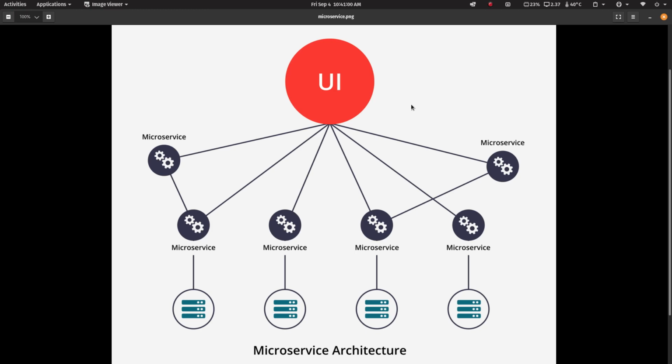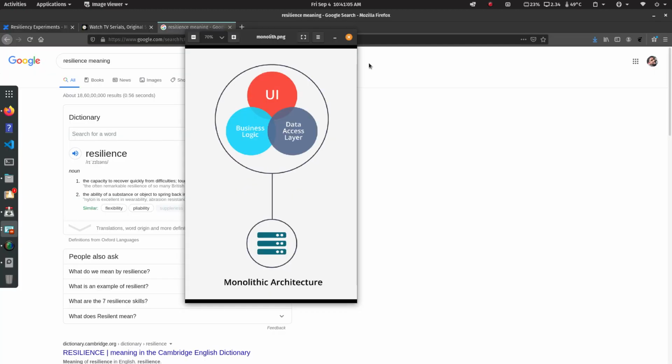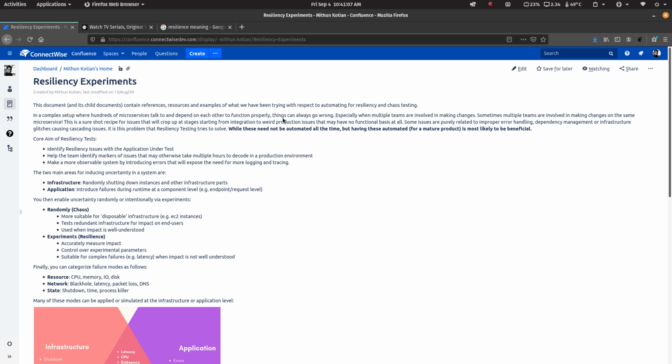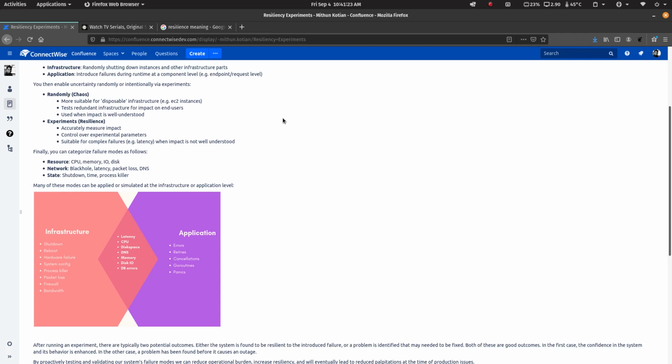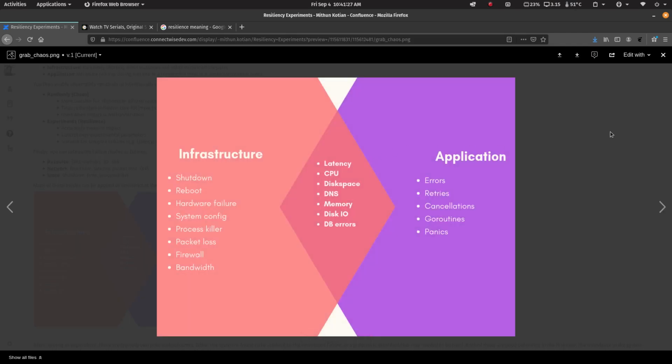But what exactly are we looking for, right? So I have this page on our conference, which basically talks about what our resiliency experiments are going to be and what we are going to focus on. Keeping in mind that I talked about resiliency in terms of application and infrastructure, basically, resiliency comes in two aspects. One is for the infrastructure itself, and the other one is for the application.